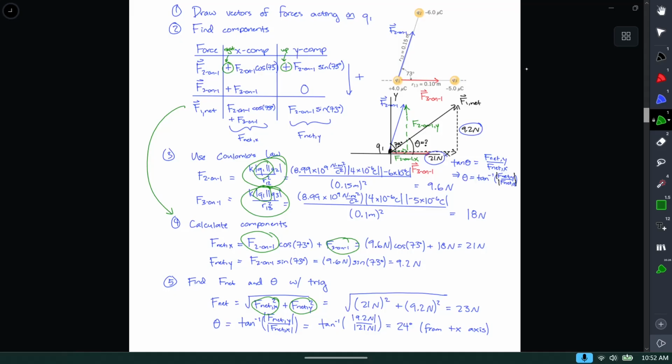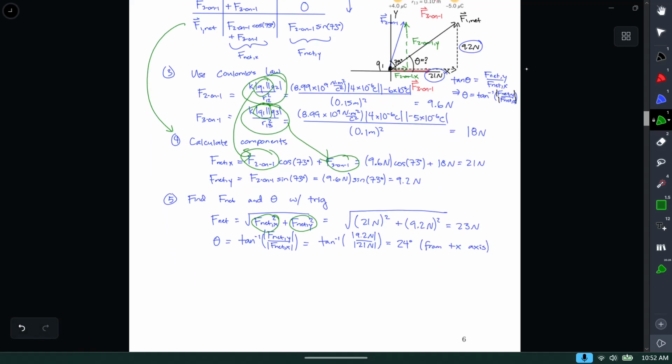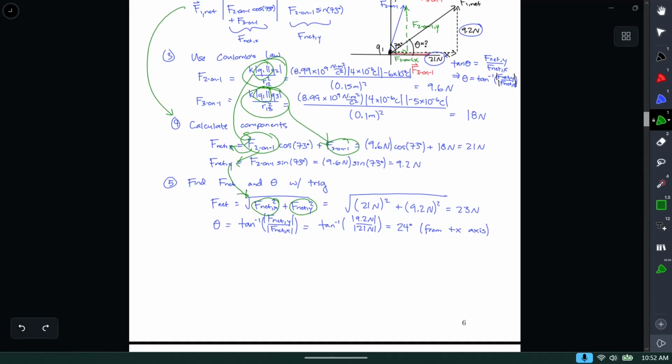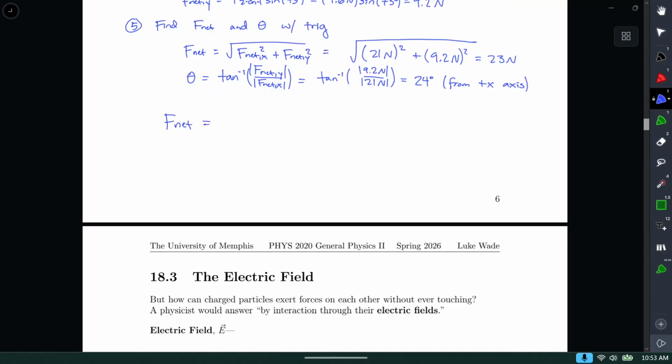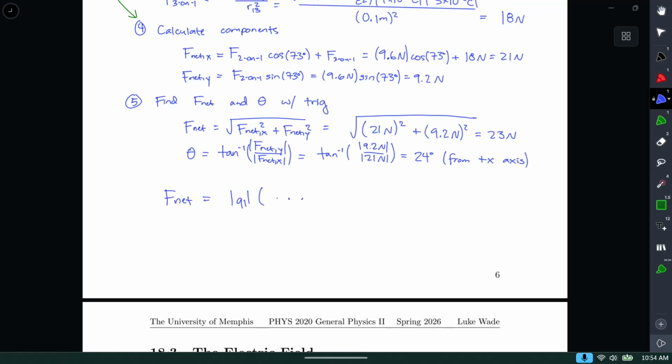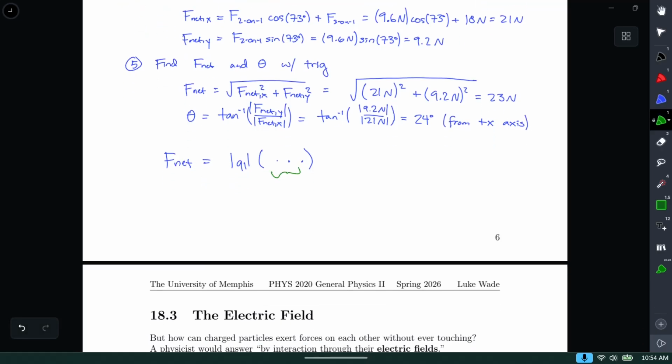Because it shows up in F2 on 1, that means it shows up here. And since it's in F3 on 1, it shows up here. But then that means it's going to show up in the X and Y components. So you don't need all these arrows on your paper because it's a mess. I'm just trying to illustrate this. But that also means they're going to show up here. And so if I follow that algebra through, what I'll find is Fnet can always be written as Q1 times something else. And that something else only depends on the other 2 charges.